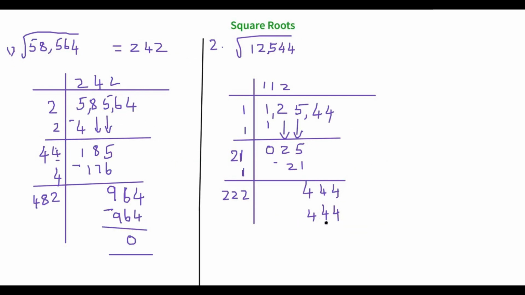So now this becomes 444. So now when we subtract these two, this is 0. So the square root of 12,544 is 112. Isn't it easy? You just need to remember the two steps which we have done, and we'll get our square root easily.